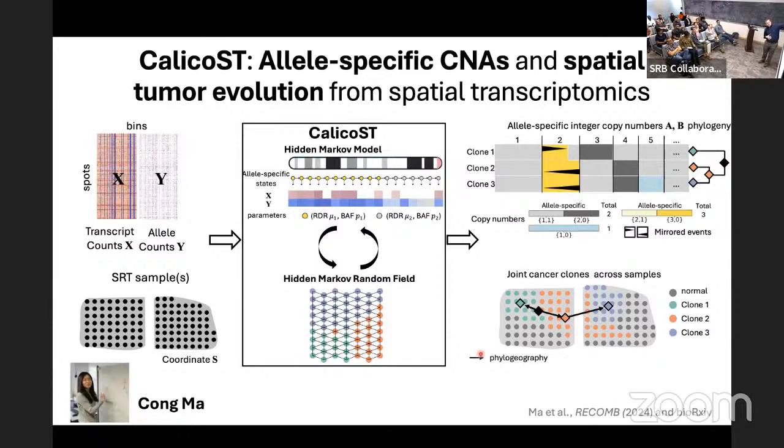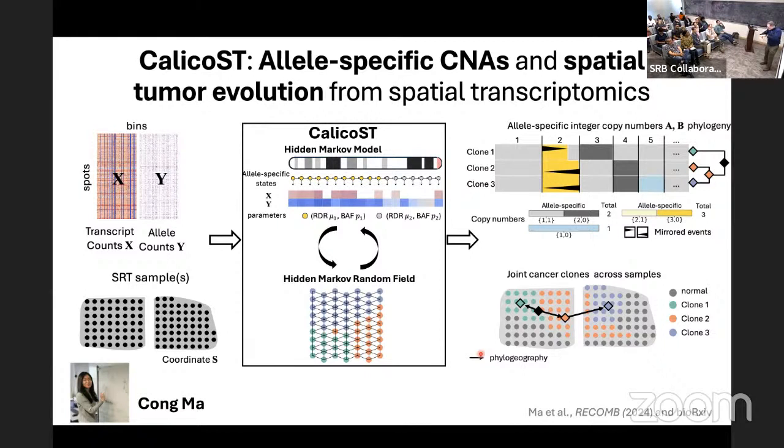the spatial transcriptomics data. And what it models is two types of correlations in the data. Correlations along the genome, because if there's a copy number change, the number of counts should be correlated along the genome. If I delete a whole chromosome, then every gene on chromosome one should change. So correlations along the genome, this with a hidden Markov model.